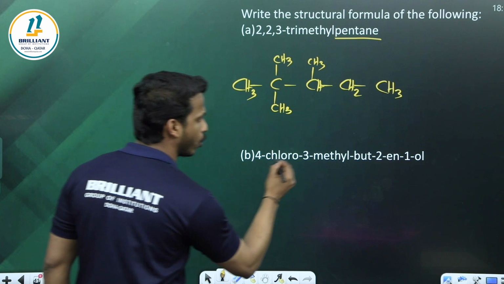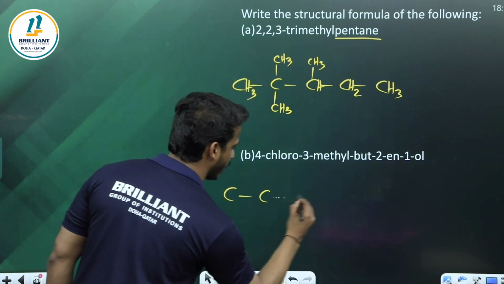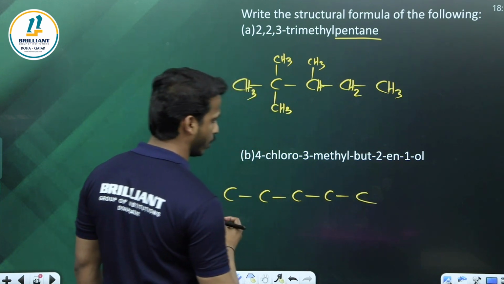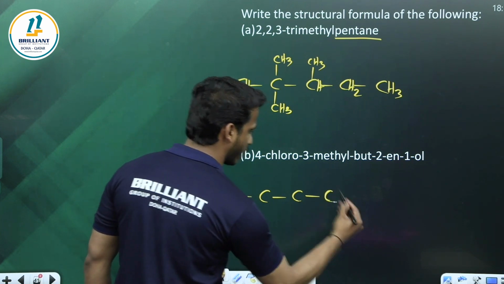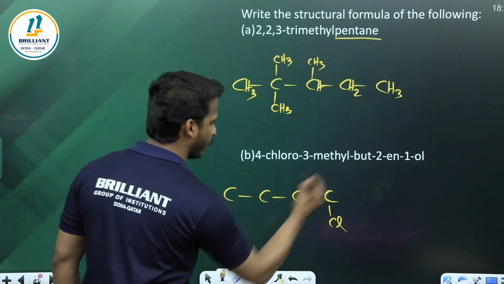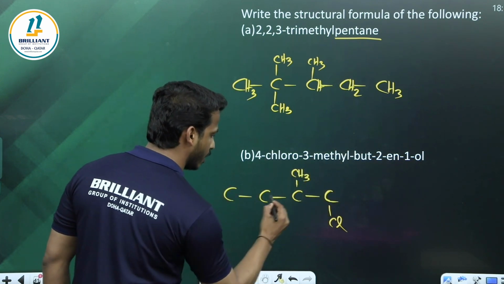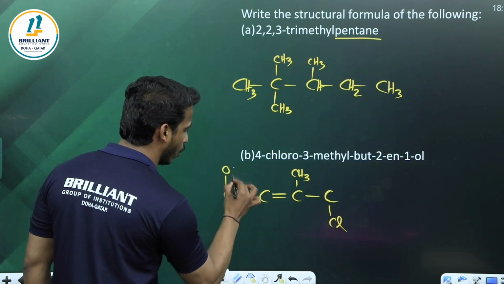What about this one? 4 chloro, 3 methyl but-2-en-1-ol. But means how many carbons? 4 carbons. 4 chloro. Okay, but, right? Only 4 carbons, right? This is 5 carbon. Sorry. So this is 4 carbon. 4 chloro, so at the fourth position there is a chlorine. Third position there is a methyl. Second position there is an alkene. First position there is an alcohol.